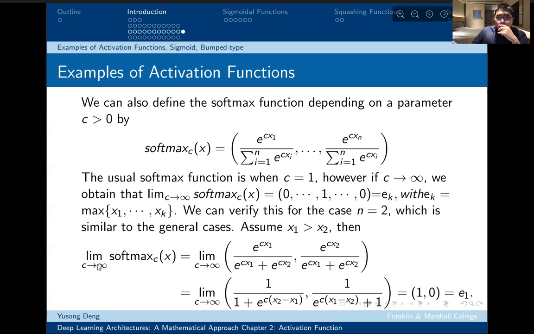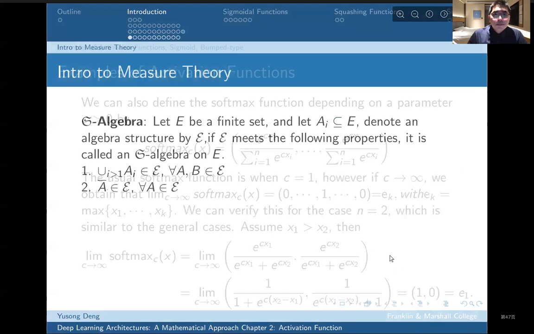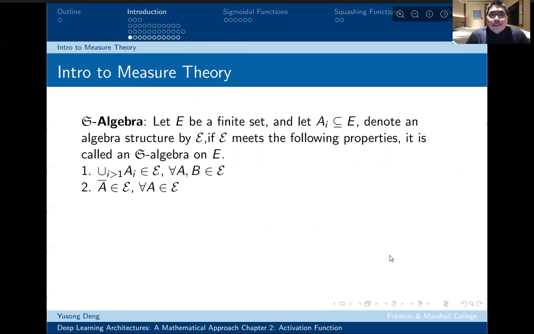So we have the limit as c goes to infinity of softmax. We first assume that we have entries x1 and x2, so that the softmax function will be like this. And as c goes to infinity, you can simplify this a little bit, and you will get 1, 0, which tells you the location of the biggest entry, x1. That is really amazing, right? You can just use some simple calculation to tell which one is the biggest in the entries. That is fantastic, right?